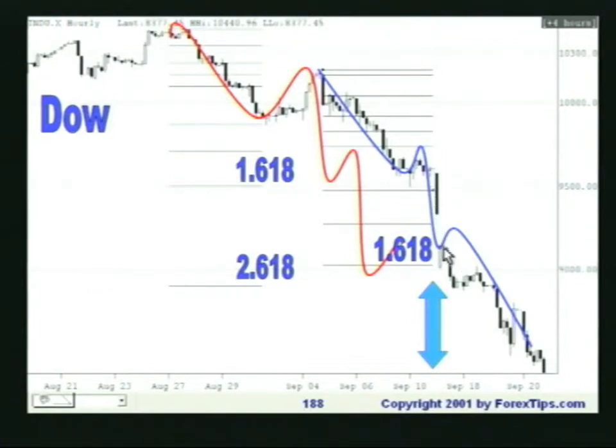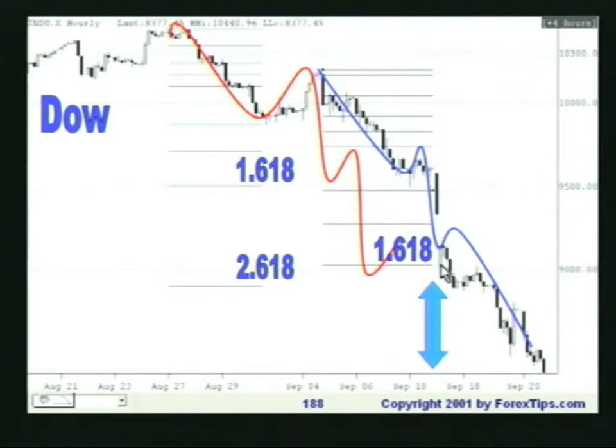The market did not open for 1 week. And when it opened that Monday morning, all of a sudden the market fell. The Dow fell. And where did it fall to? It fell exactly to the 1.618 of this swing. Look at this swing right here. It bounced at the 382.